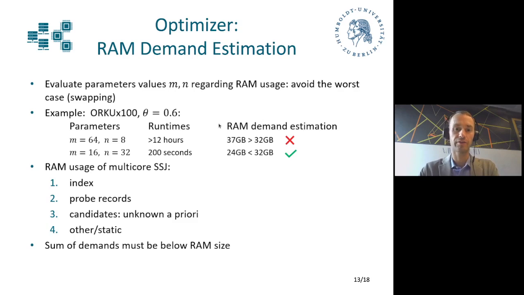So when we go back to this example here, our RAM demand estimation estimates 37 gigabytes in the first case, which is larger than the system's RAM, and it would assume 24 gigabytes for the second one, which is below it, and indeed no swapping occurs. So our estimation worked in this particular case.